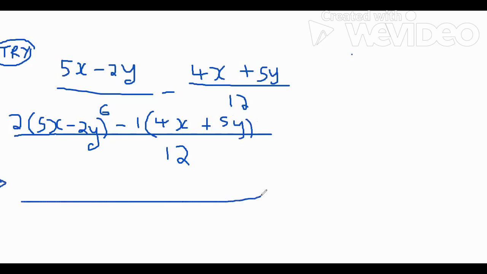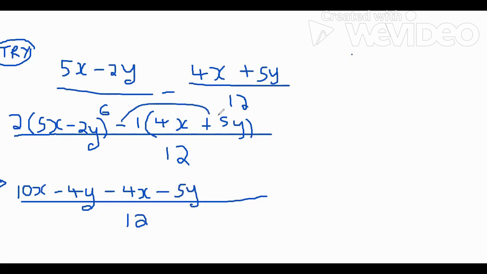So 5 times 2 would be 10x. Take away 4y. Take away 4x plus 5y. Something wrong there. Anybody want to correct it? Oh no, sir. So it would be negative. Why is that negative? Positive and negative. Right. Because what? Negative times positive gives you a negative. Please make a note of that here.